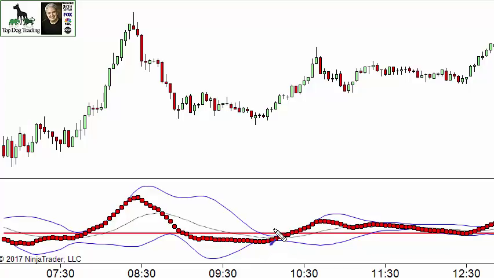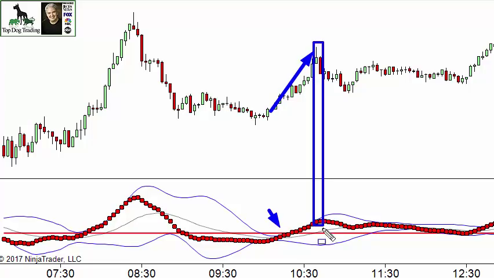So, cool. We got it here. We went long. Notice, same pattern. We put in a high. What happens? The MACD pulls away from the Bollinger Band. So, done. Then we come back here.